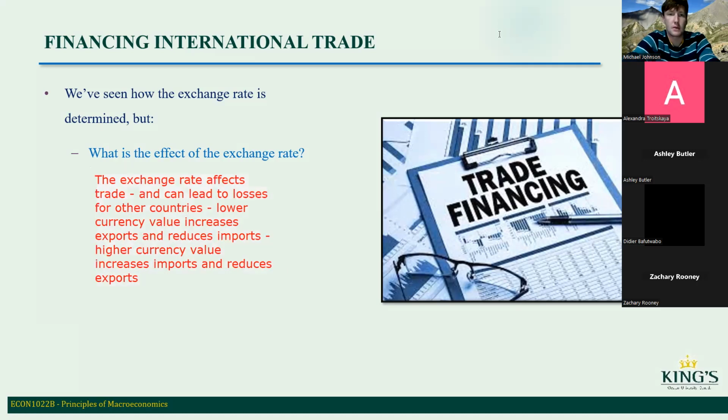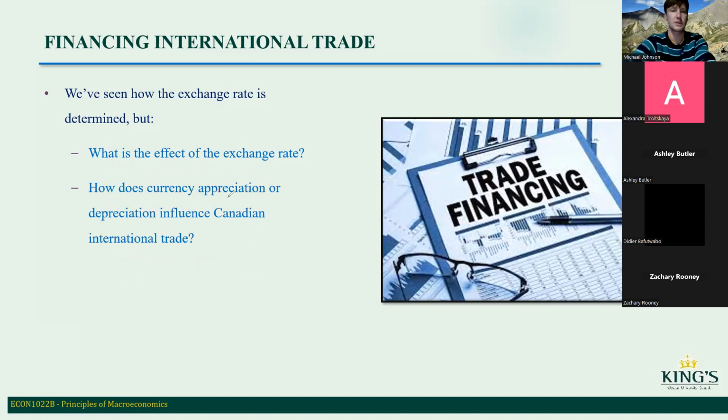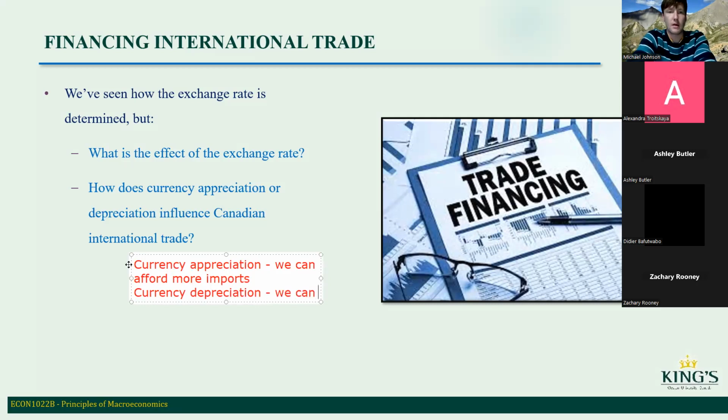So there are a lot of effects of a change in exchange rate. We kind of answered that one. How does currency appreciation or depreciation influence Canadian international trade? Currency appreciation, we can afford more imports. Currency depreciation, we can sell more exports. So that's what happens with currency appreciation and depreciation. There are a lot of benefits to both strategies there.